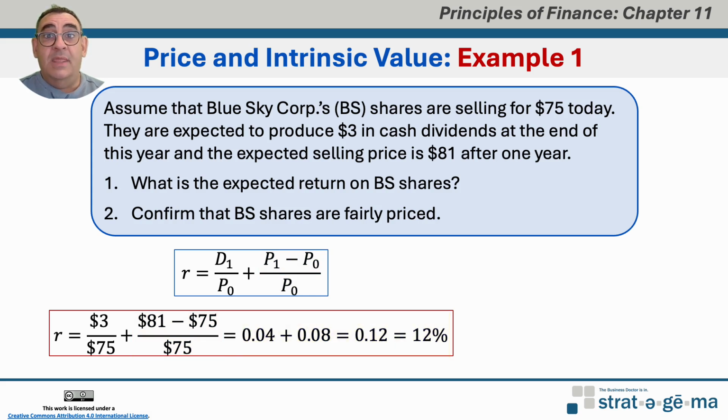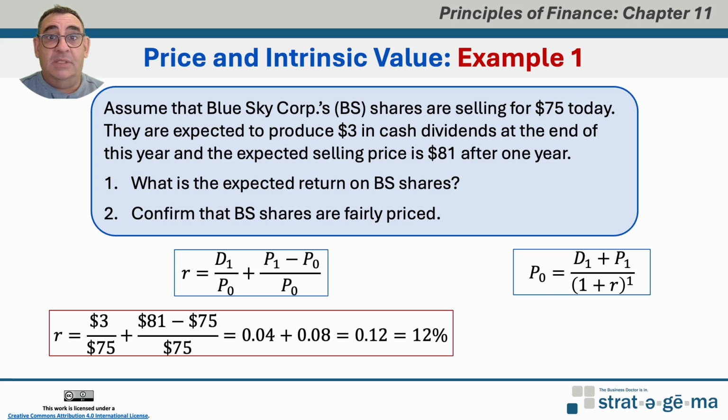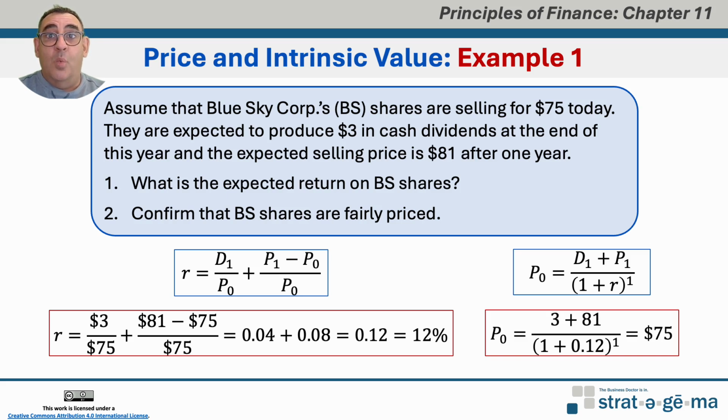We can then prove that the stock price works. If we rearrange the formula, we could say that the price today of a stock, P0, is equal to next year's dividend, D1, plus the stock price, P1, divided by 1 plus R to the exponent of 1. This is actually the formula of the present value of a lump sum, where we have two portions to that lump sum: the dividend, single amount, plus the share price, single amount. So $3 plus $81 is $84, divided by 1.12 is $75, and therefore it works.